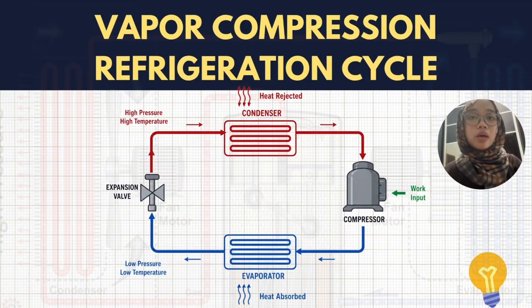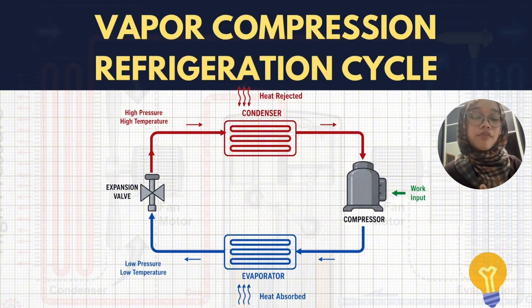So in this slide, I will explain the working principle of the vapor compression refrigeration system. There are four main components, which are the compressor, condenser, expansion valve, and also the evaporator. Basically, in the working principle of this refrigeration cycle, the refrigerant will circulate through the components, absorbing heat from the low temperature region and rejecting heat to the high temperature region.